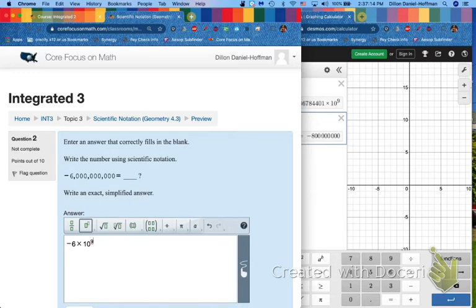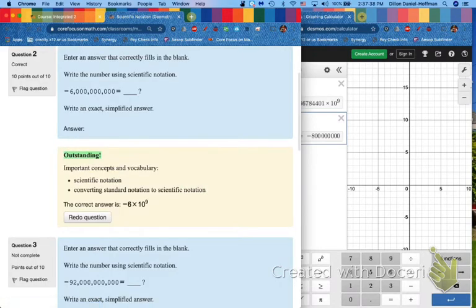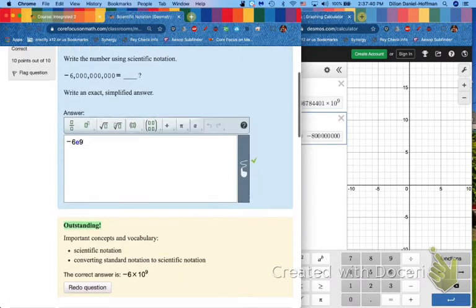Or, check it out, your calculator, not the Desmos calculator, but your graphing calculator and lots of other calculators, can shorten this whole times 10 thing to just, it's a little weird, but the letter E. So you can put -6E9, and that will also work as -6 times 10 to the 9th power. And I will show you that here.